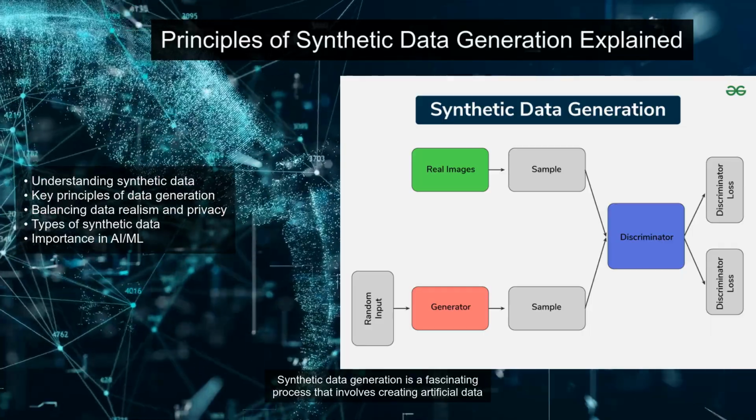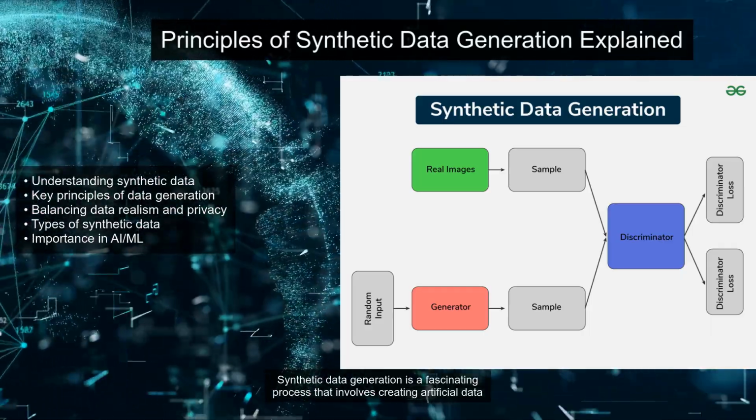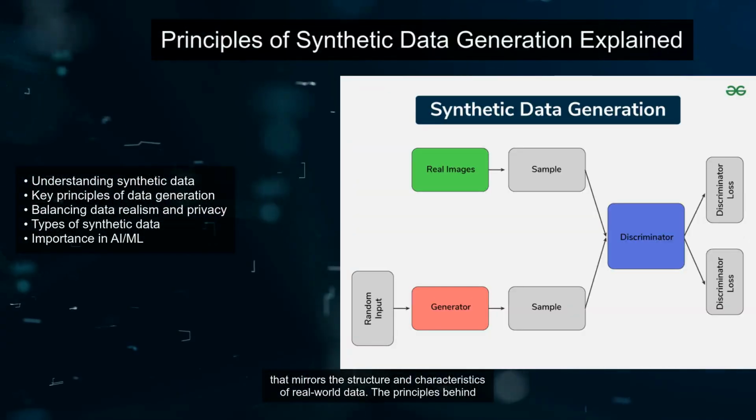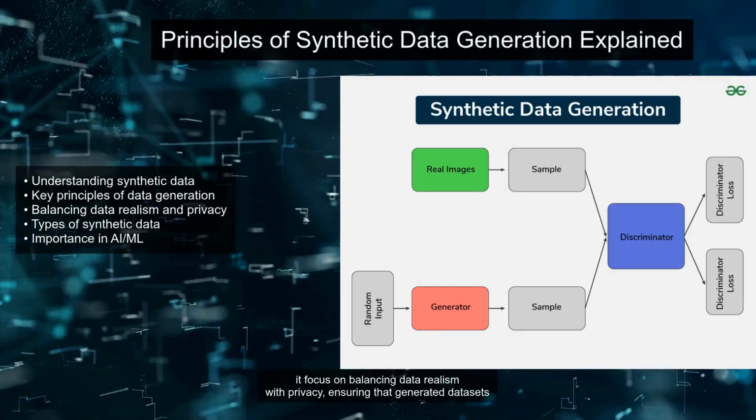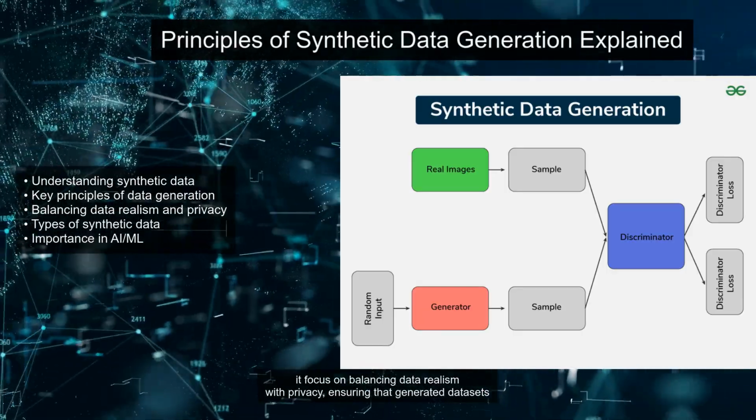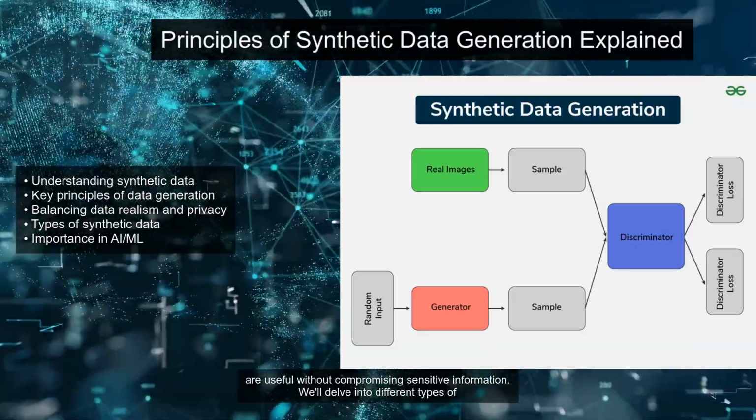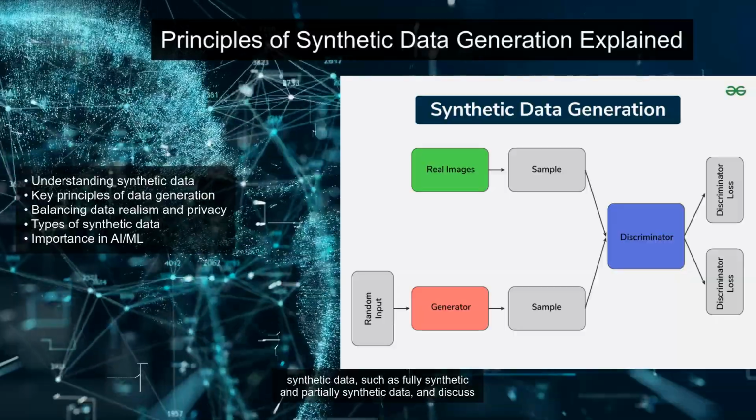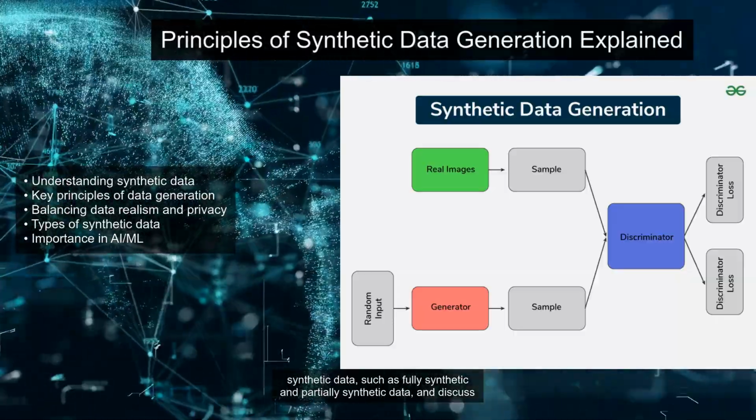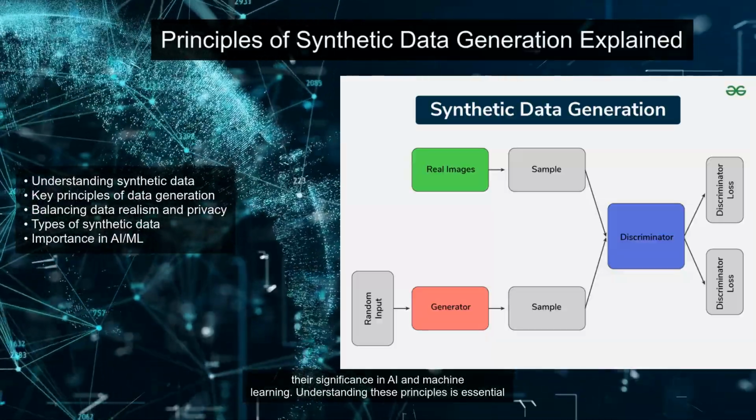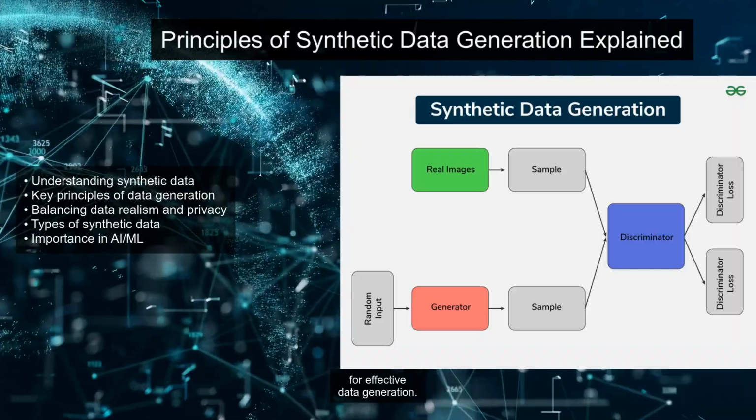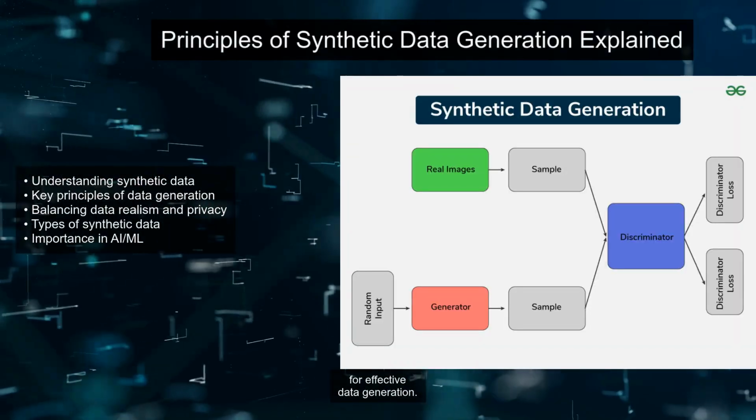Synthetic data generation is a fascinating process that involves creating artificial data that mirrors the structure and characteristics of real-world data. The principles behind it focus on balancing data realism with privacy, ensuring that generated datasets are useful without compromising sensitive information. We'll delve into different types of synthetic data, such as fully synthetic and partially synthetic data, and discuss their significance in AI and machine learning. Understanding these principles is essential for effective data generation.